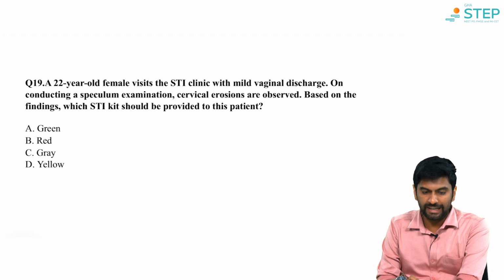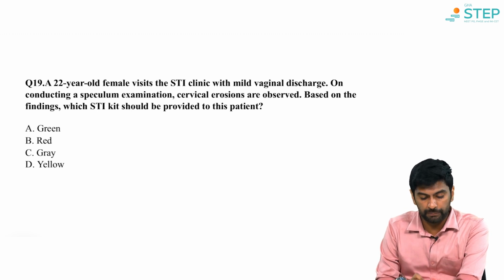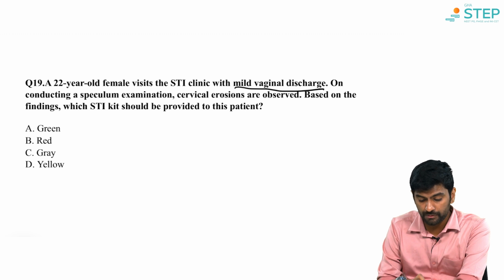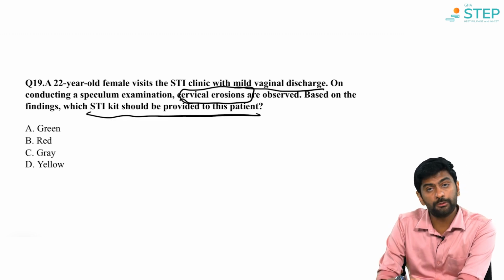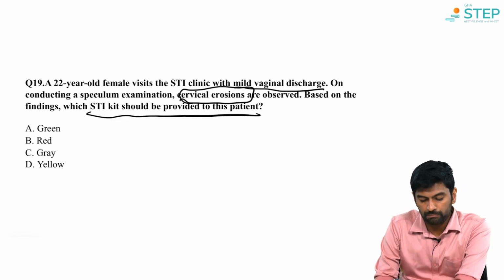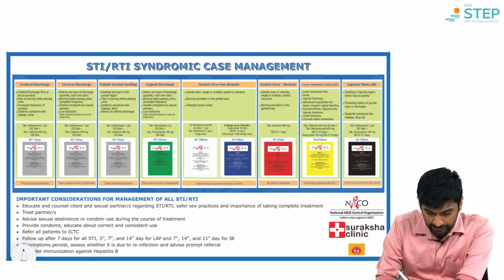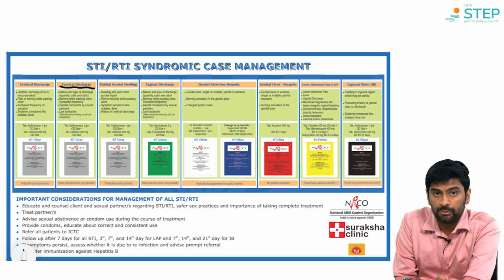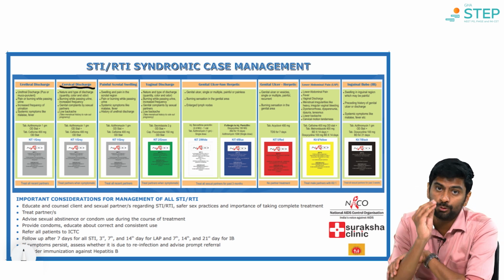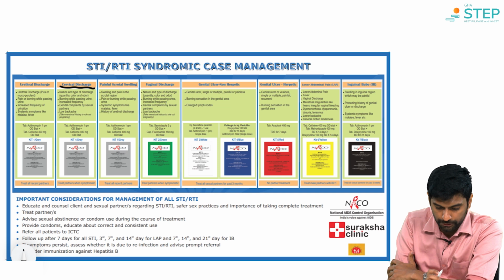Coming to question number 19. A 22-year-old female visits the STI clinic with mild vaginal discharge. On conducting a speculum examination, cervical erosions are observed. Based on the findings, which STI kit should be provided to this patient? So, when we have a look at the different kits available, now there are cervical erosions, which means that the source of the discharge would be coming from the cervix.